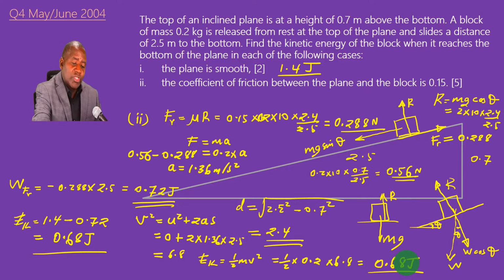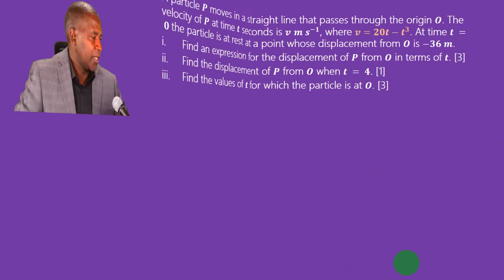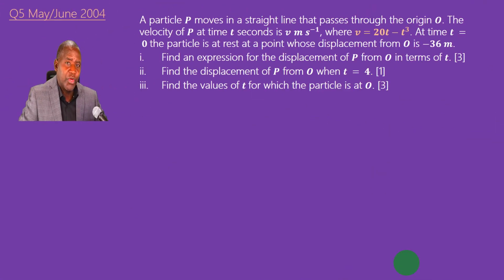Let's look at question number 5. And here we have question number 5. We are given a particle P moves in a straight line that passes through the origin O. The velocity v of P at time t seconds is v meters per second, where v is equal to 20t minus t cubed. At time t equals 0, the particle is at rest at a point whose displacement from O is negative 0.36 meters.